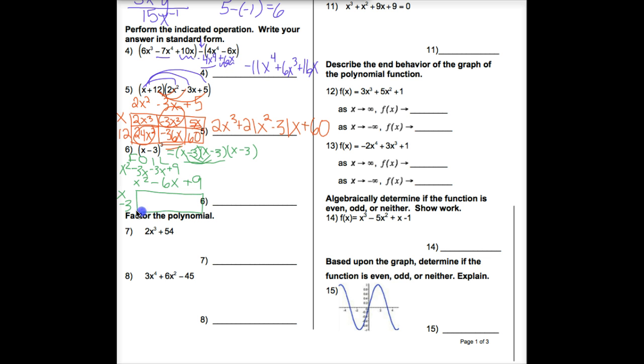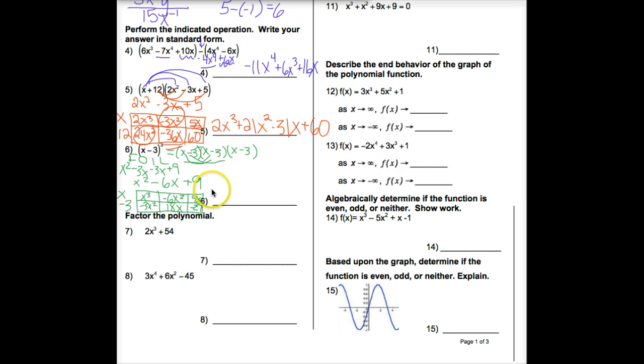in order to multiply. So x squared times x is x cubed. X times negative 6x is negative 6x squared. X times 9 is 9x. Negative 3 times x squared is negative 3x squared. Negative 3 times negative 6x is positive 18x, and negative 3 times 9 is negative 27.